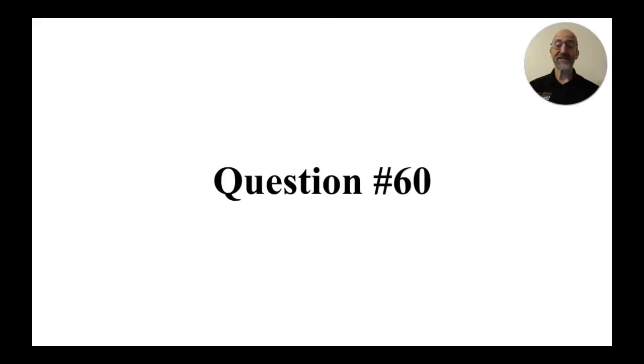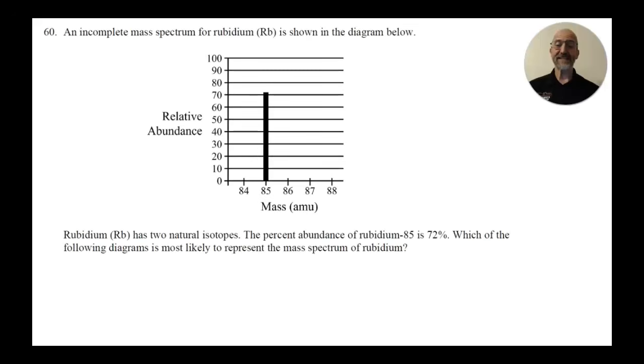Okay, last question, almost done. This is question 60. It says an incomplete mass spectrum for rubidium is shown in the diagram below. Now, rubidium has two natural isotopes. The percent abundance of rubidium-85 is 72%. Which of the following diagrams is most likely to represent the mass spectrum of rubidium?